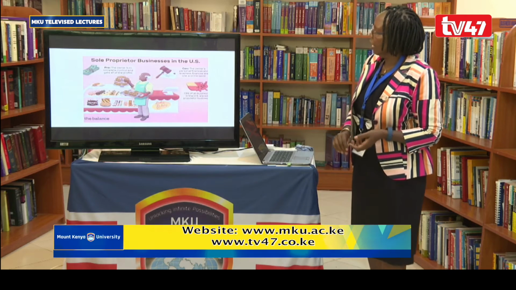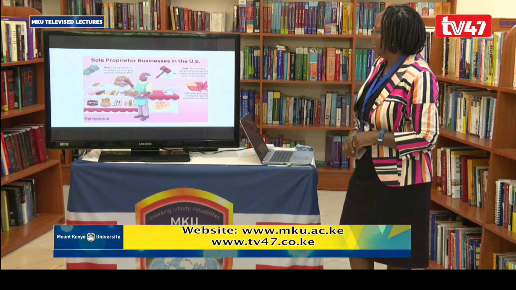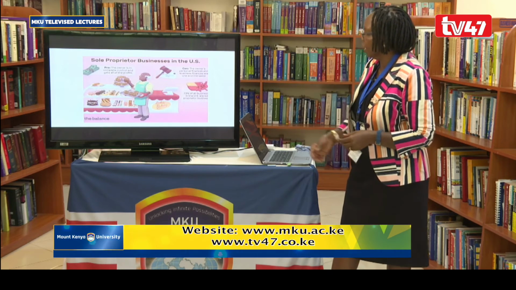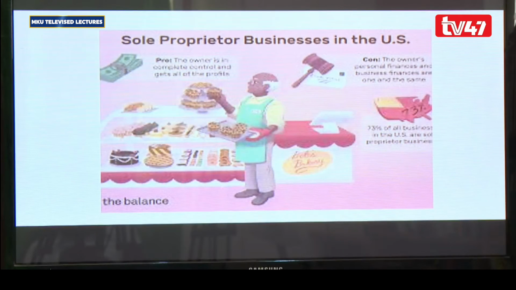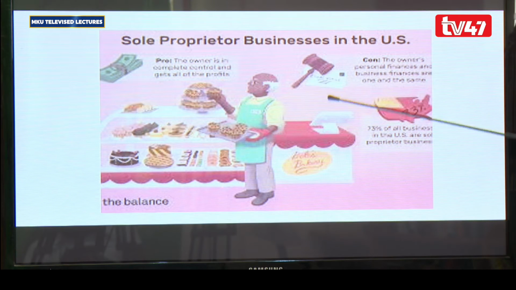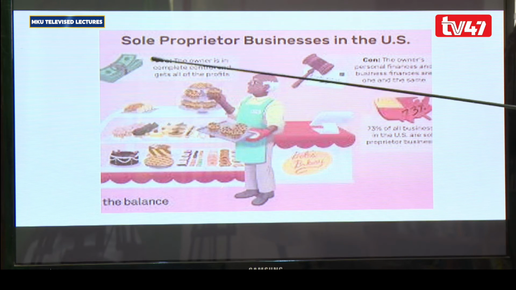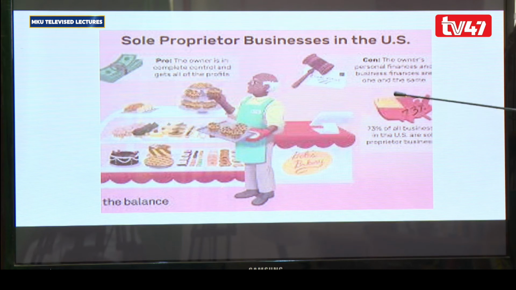So I have an example of a sole proprietor business, and it's set in the US. I borrowed this from the internet, but you can see this guy here is the owner. He's the one managing, he's the one organizing, he's the one picking. You can see a sole proprietor is the person who does everything. He's the one calling the people to come and buy. He's the one organizing. He has to balance everything. He's the one picking the money. He's the one contacting the supplier. He's everything in that business.